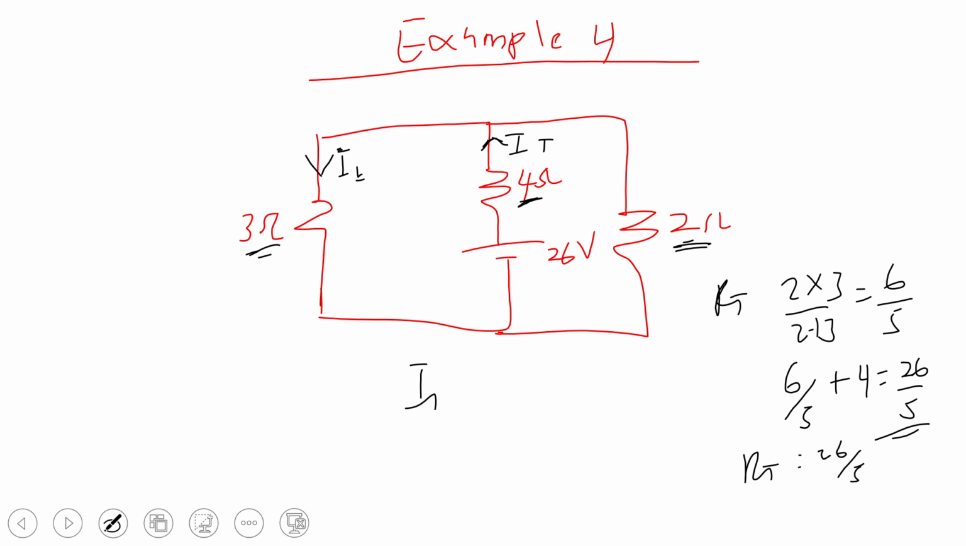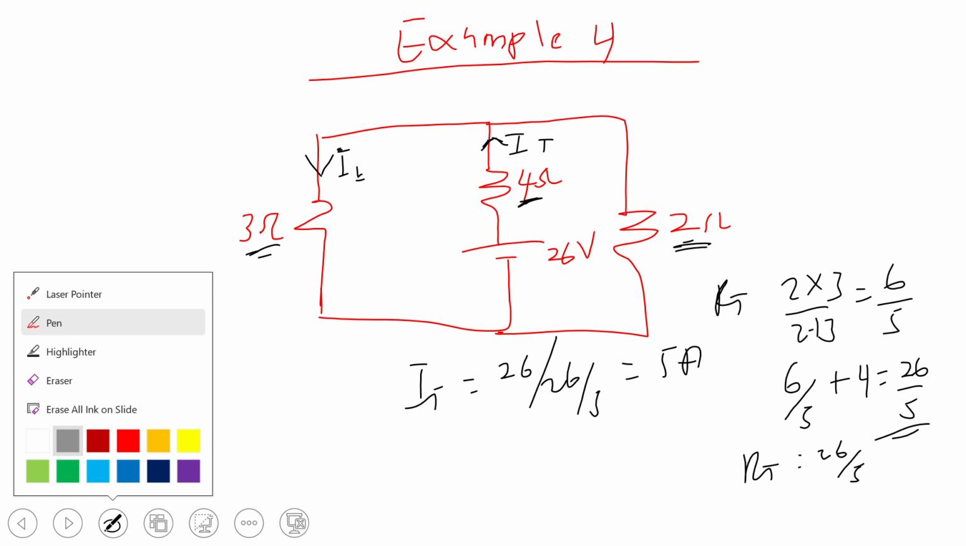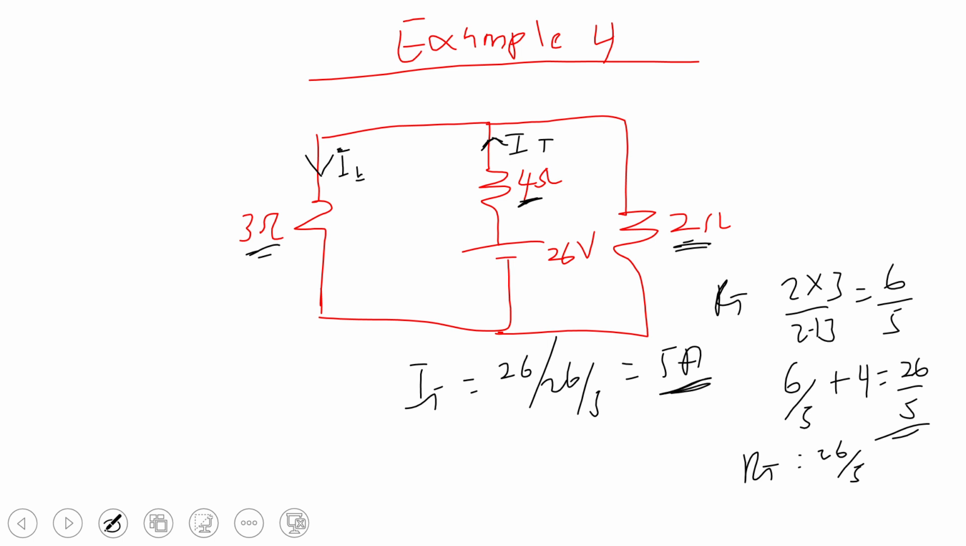So now what's going to be the total current? It's going to be 26 divided by 26 on 5, and that's going to be 5 amps. So we have the total current now as 5 amps. What it means is that the total current here is 5 amps. Now it is going to share among 3 and 2, which are in parallel.